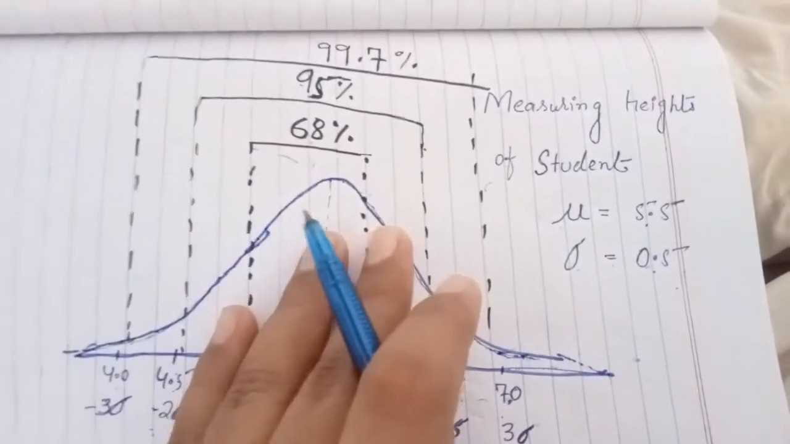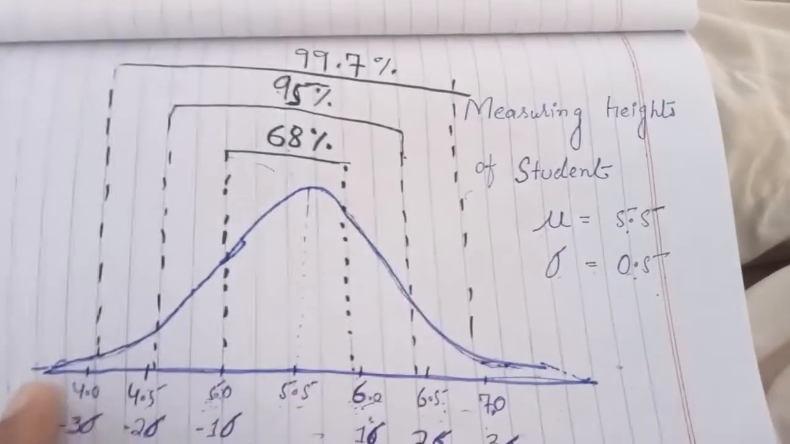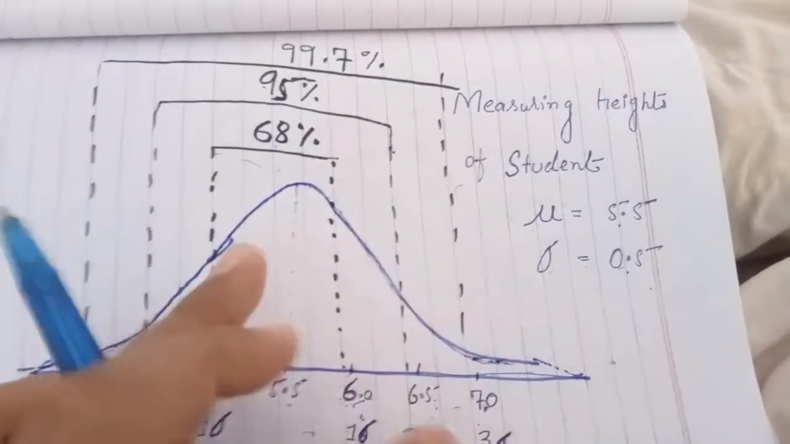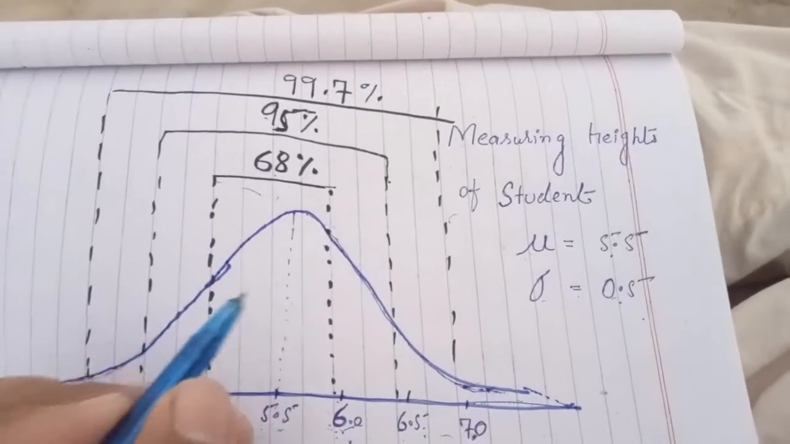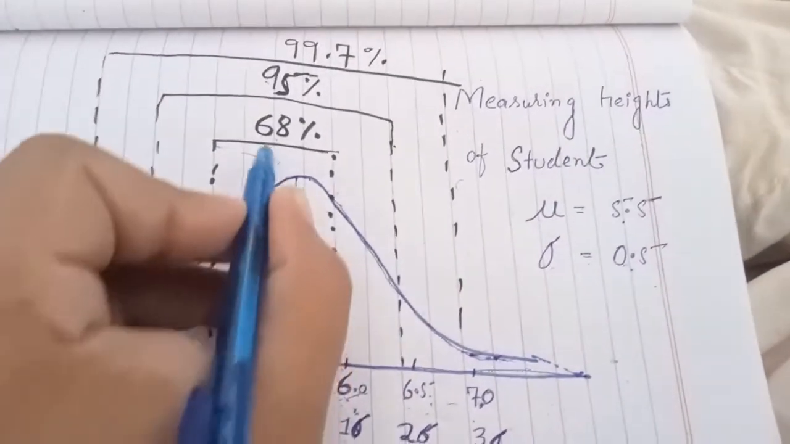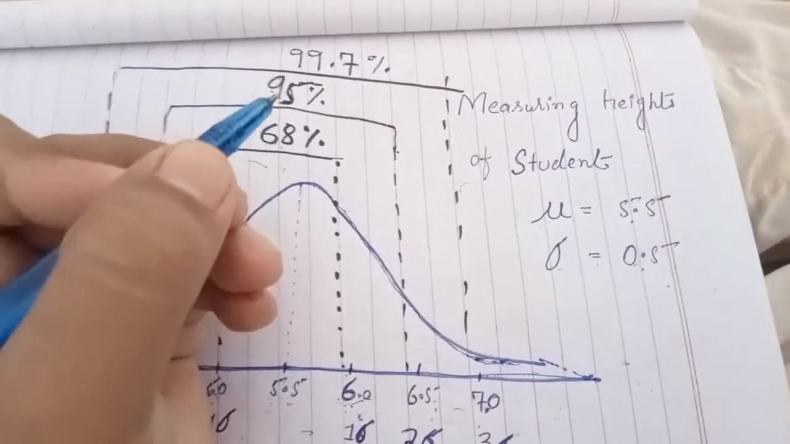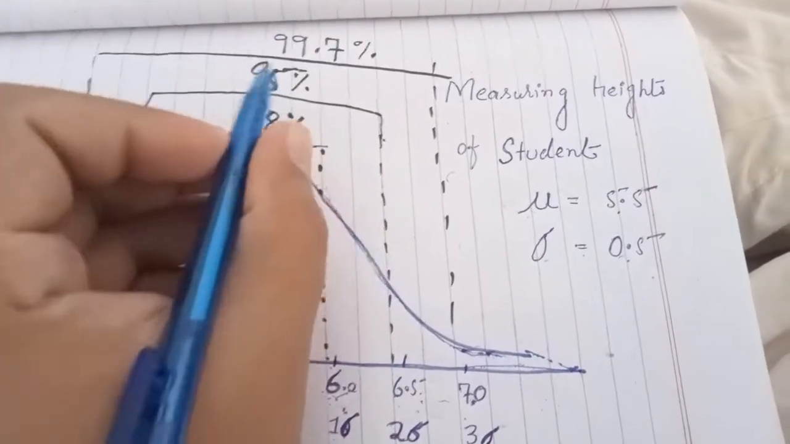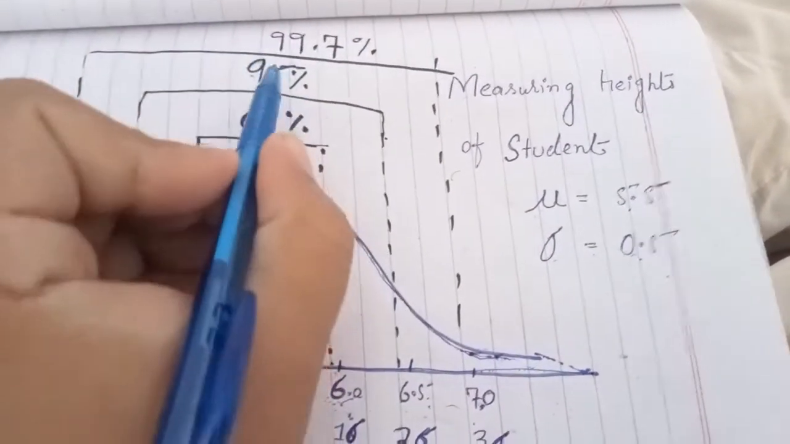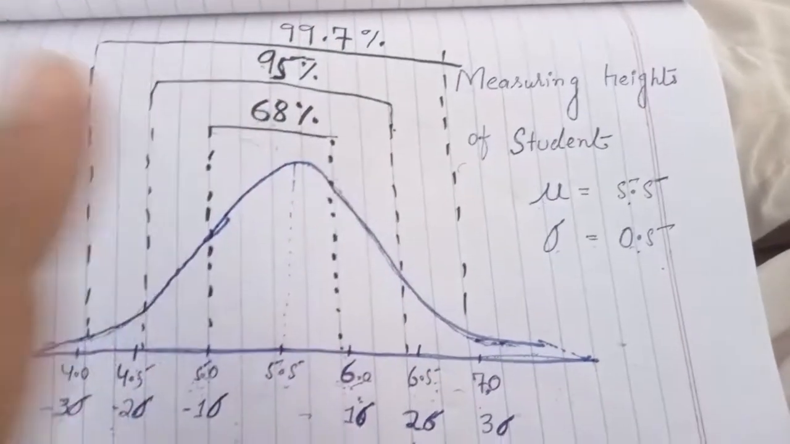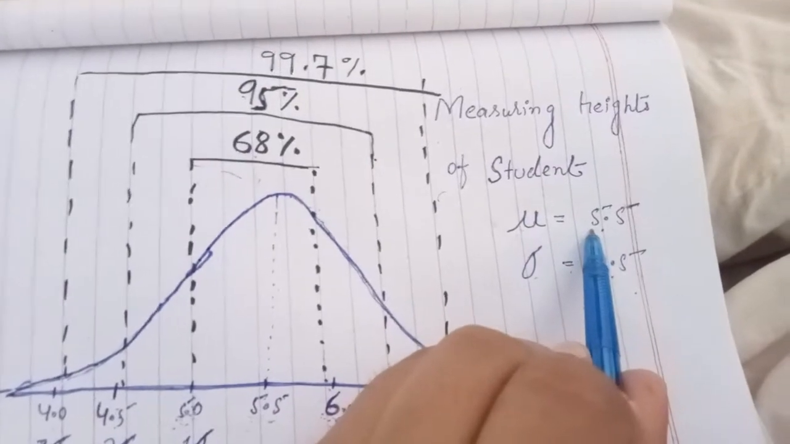I have a data set with the population, which is the population of the students' height. This distribution represents the population of student heights. In this video, I'm going to show which students, by height, represent the 68% of the distribution, which students represent the 95% of data in this distribution, and which students represent the 99.7% in this distribution.